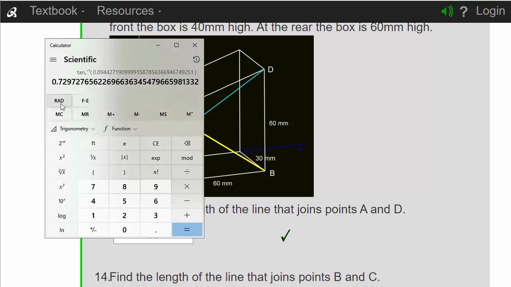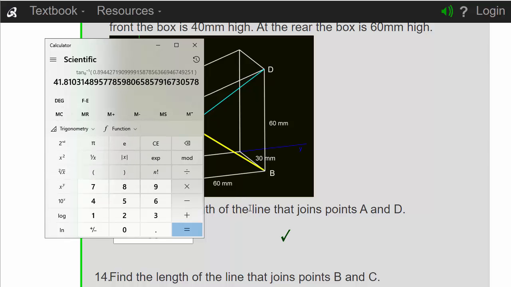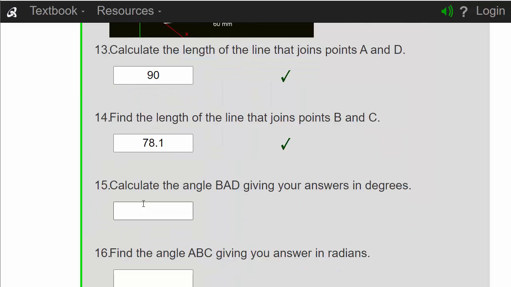So we need to make sure that we're in degrees, not radians. So we're going to have 60 divided by memory recall, and we want the square root of that, 0.89, that's about what we'd expect, and then we want the trig second tangent, so that's the arc tangent, and 41.81 is a little bit less than 45, so we're probably right. So 41.81, and are we right? Yes, we are.